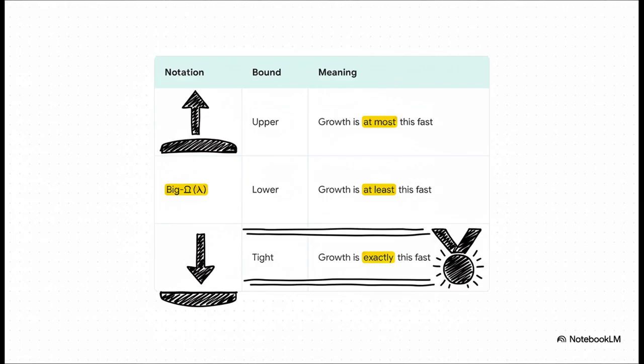Big Omega, on the other hand, is the floor. It's at least this fast. But Big Theta, that's the holy grail. It's a tight bound. It means the growth is exactly this fast. When you can, you should always aim for a theta analysis.